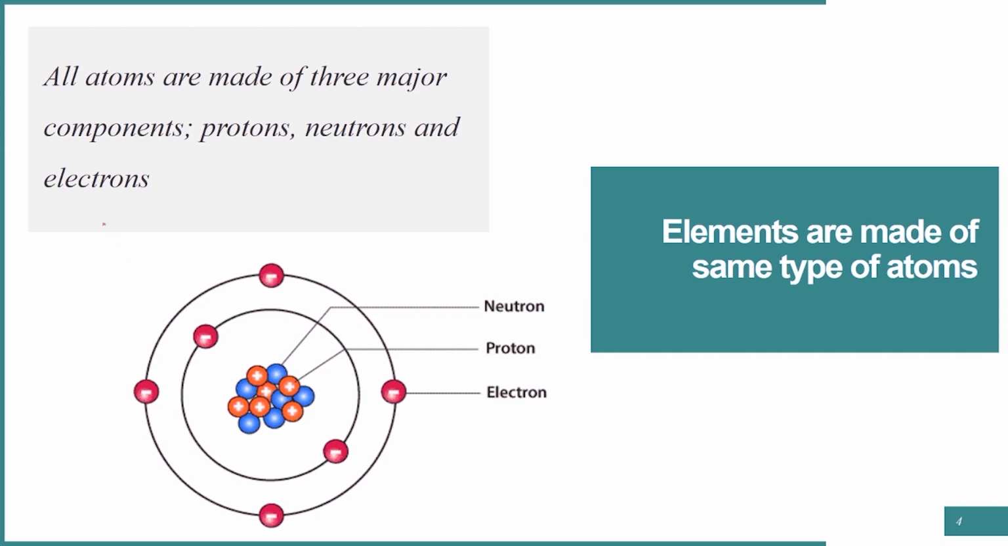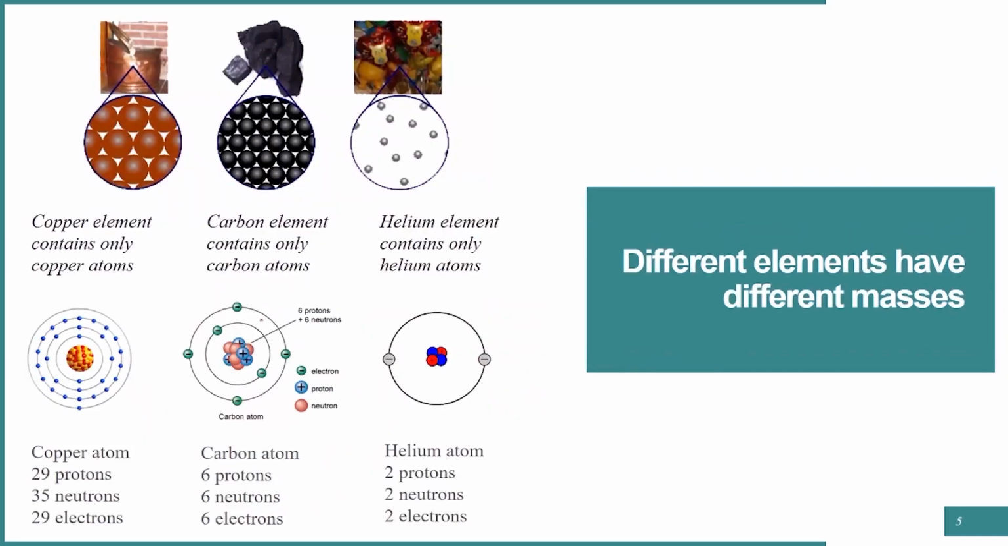We all know that elements are made of atoms, and that all atoms are similar in their basic components. All atoms contain three major components: the positively charged protons, neutrally charged neutrons, and negatively charged electrons. Different elements have different masses due to the different number of protons, neutrons, and electrons present in each element.